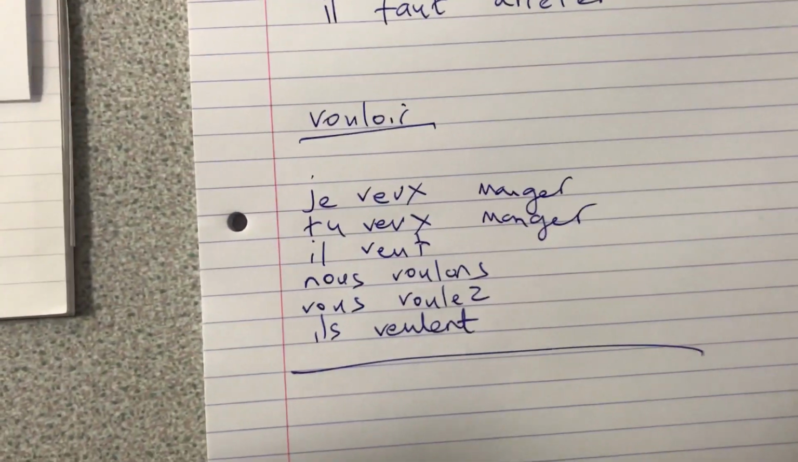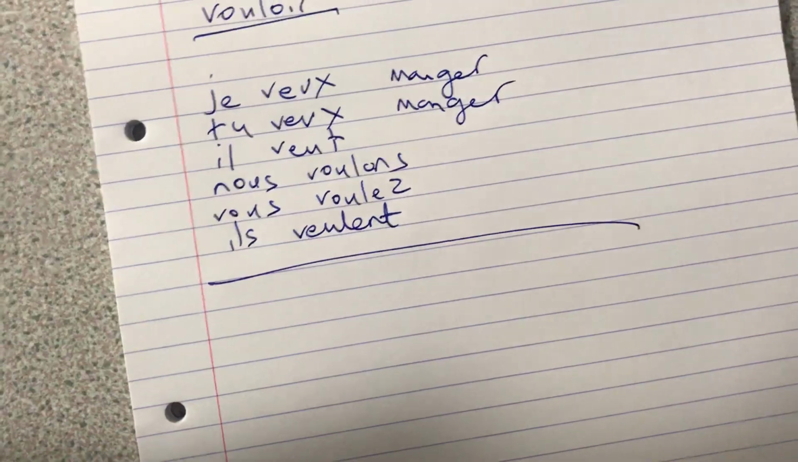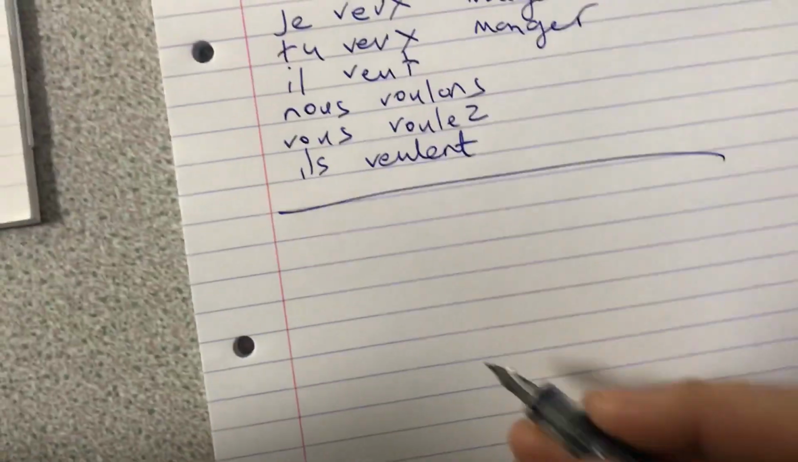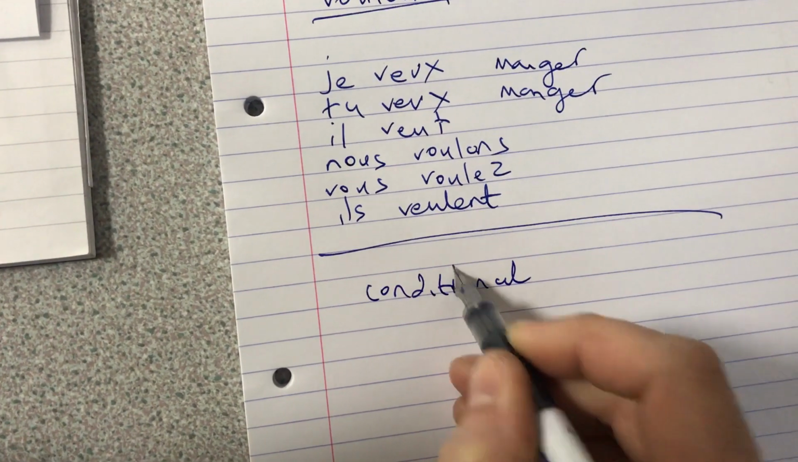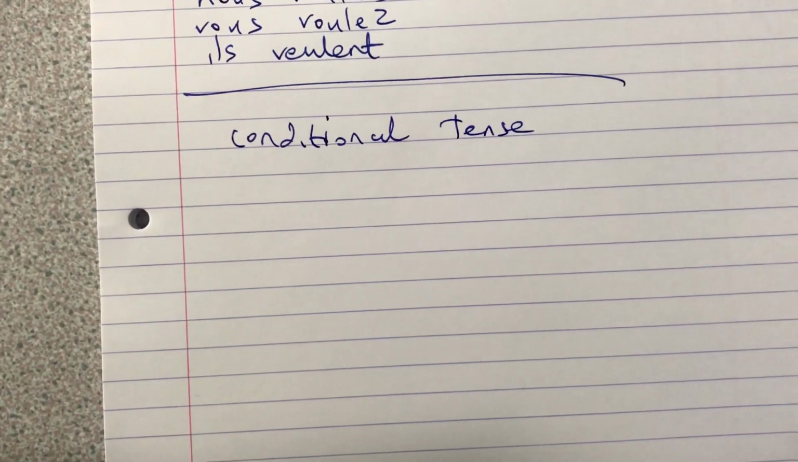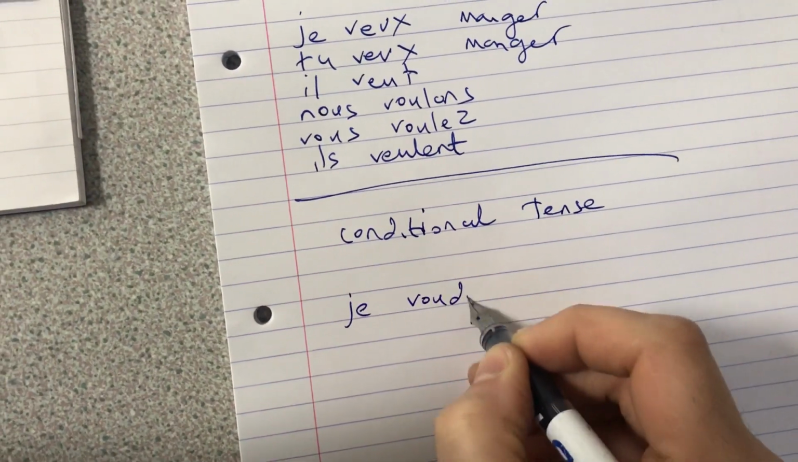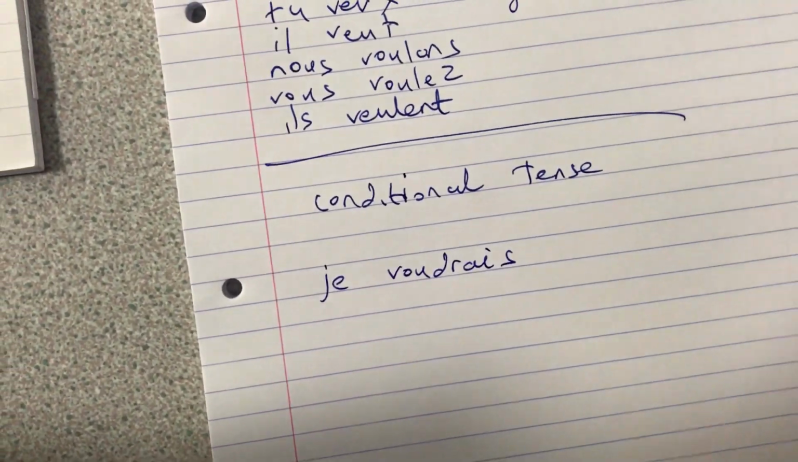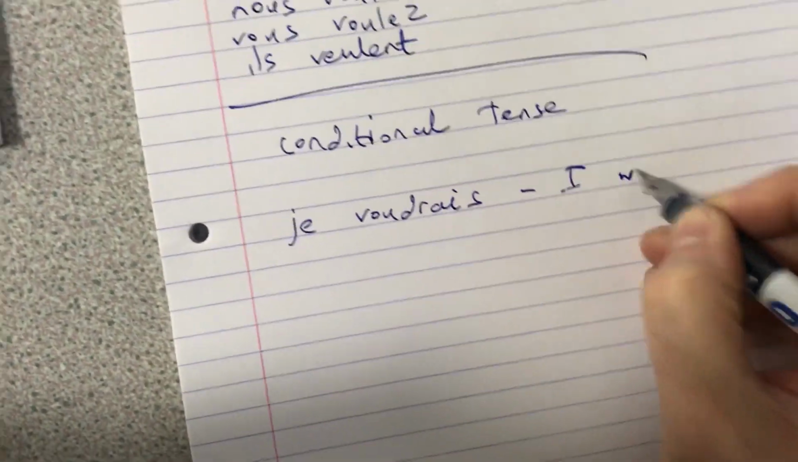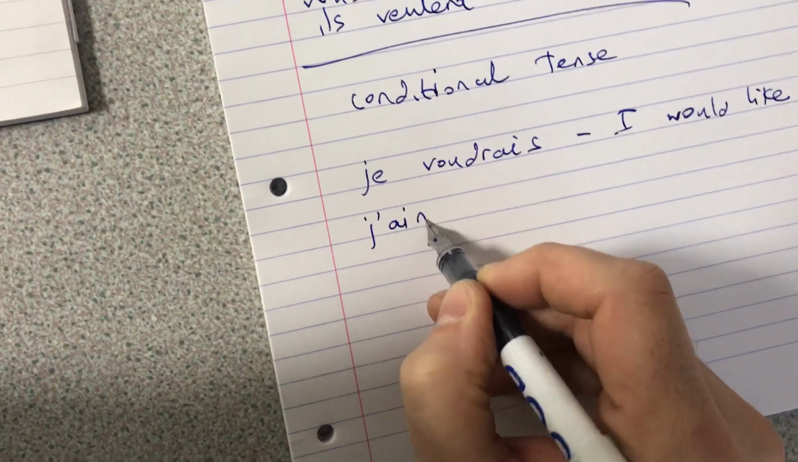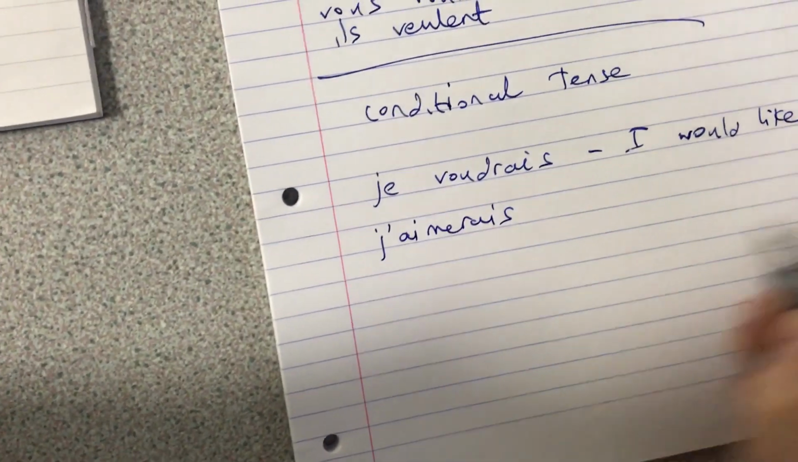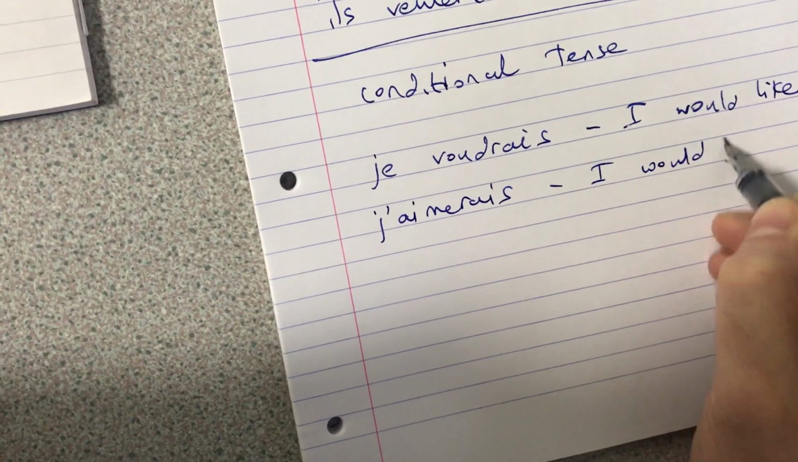So that's basically modals out of the way. But I just wanted to comment on the conditional tense. And that's basically a tense which is translated into English as I would do something. So for instance, you already know je voudrais, which is an irregular example of the conditional tense. And that means I would like. There is also another way of saying I would like, and it's j'aimerais. I would like.